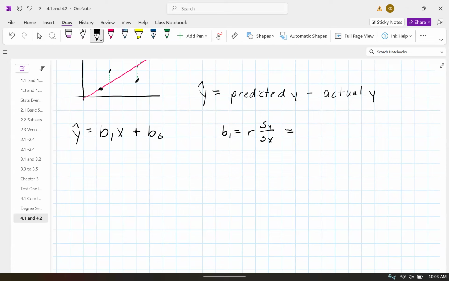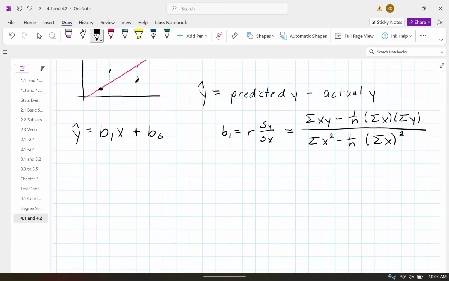B1 equals the sum of X, Y minus 1 over N times the sum of X times the sum of Y, all over the sum of X squared minus 1 over N times the sum of X, quantity squared. That equation should look familiar because the top is exactly the same as the R equation, and the bottom is what's underneath that first square root in the R equation.